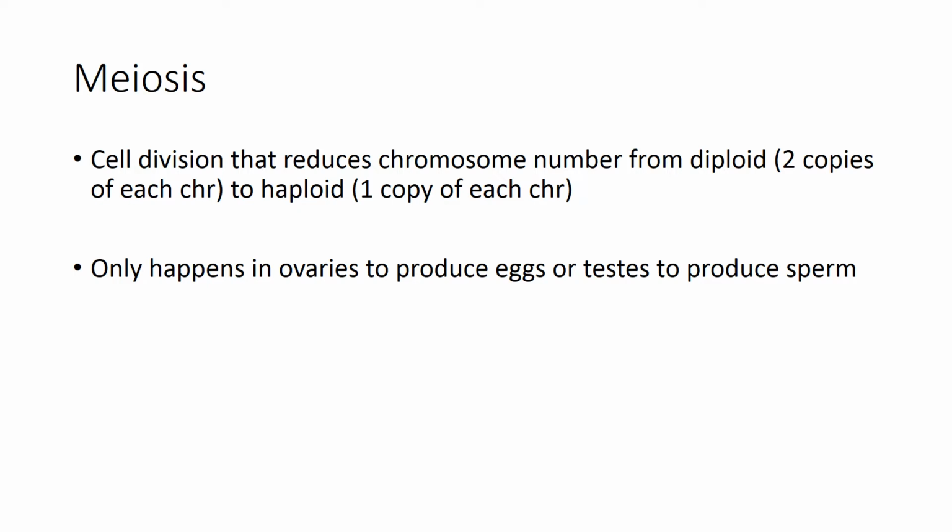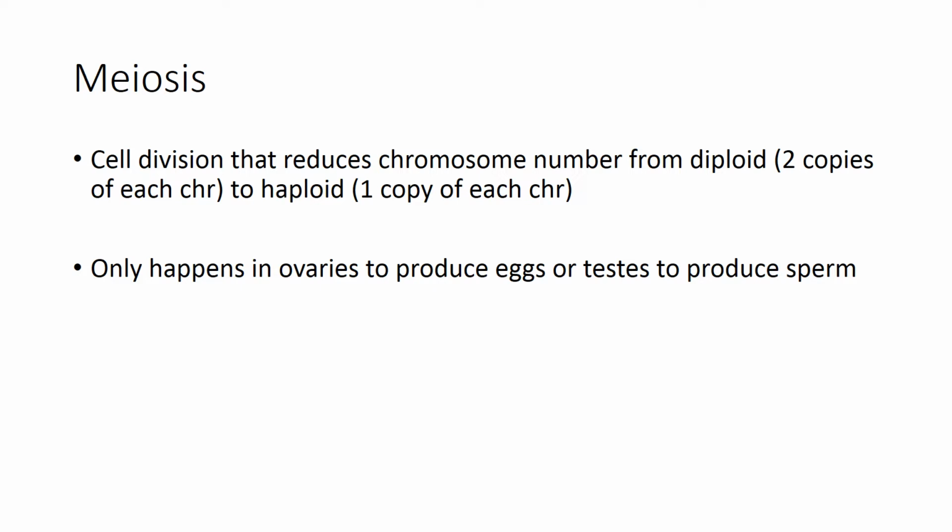Meiosis is the process that actually reduces that chromosome number from diploid, which is 2 copies, to haploid, which is 1 copy of each chromosome. That way, if you have 1 copy of each chromosome in a sperm and 1 copy of each chromosome in an egg, once you put them together, now you have 2 copies of each chromosome to make that embryo, to make that baby.